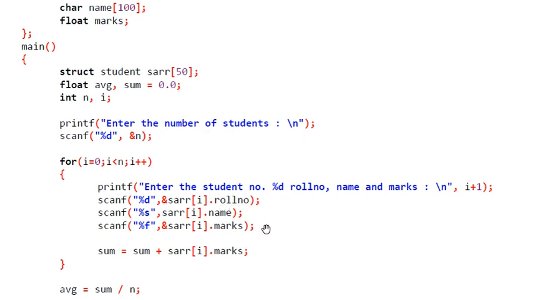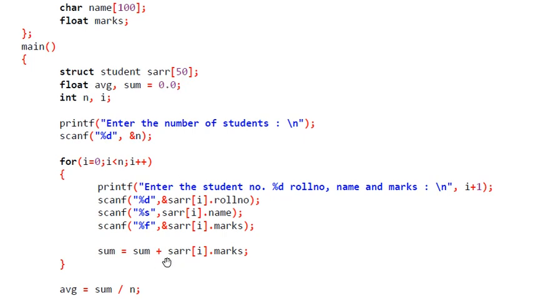Now for the 0th element, meaning the first student's information, I have already taken the input from the user. Now I will calculate the sum. Since we are using this loop, we will calculate the sum here itself. sum is equal to sum plus sarr[0].marks. So whatever marks the user has given here, let's say the user gave the marks as 55, and the initial value of sum is 0.